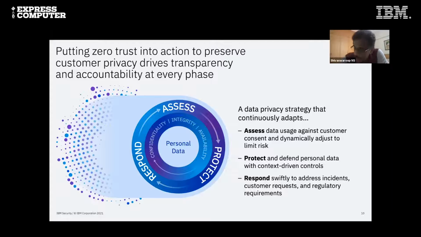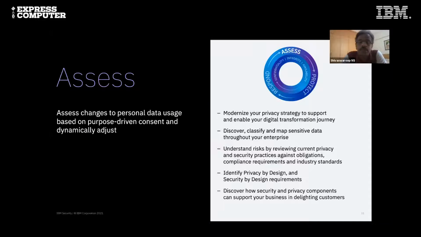So assess is essentially answering the question of visibility and risk. Protect is how am I protecting the data that is in my control. And the last one is how am I responding to requests, incidents, and so forth. So we'll go a little deeper into each of these. When we talk of assess, it is primarily, one, to assess your privacy related risks, and then to have a well-defined privacy strategy to enable your digital transformation initiatives.